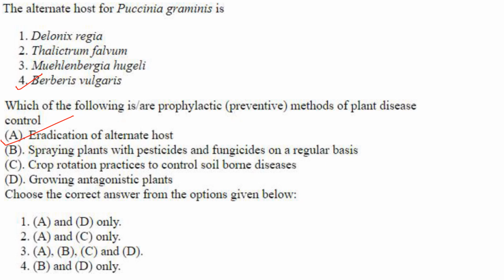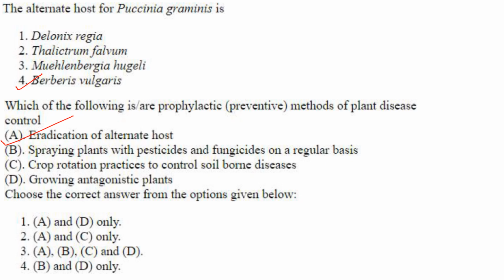So that is one of the methods because it aims to prevent the spread of the disease by removing a plant on which the pathogen will rely to complete its life cycle. That is called the alternate host, because the alternate host is needed there for the pathogen to complete its life cycle. So once you eradicate the alternate host, then it is a preventive method.